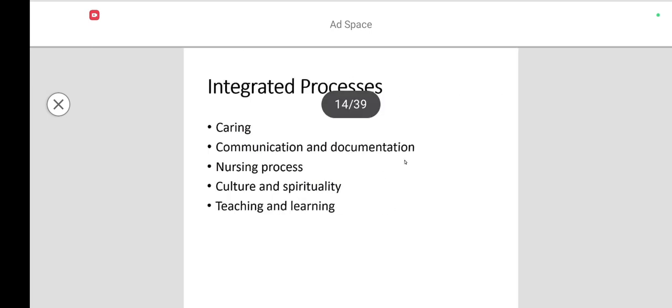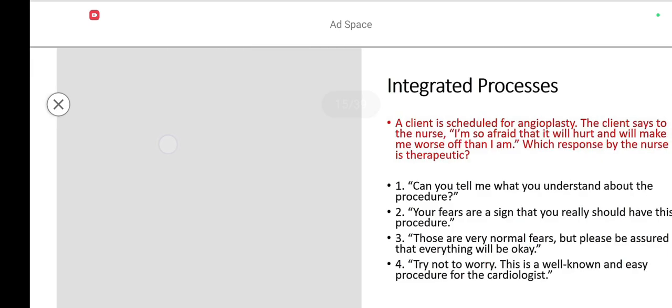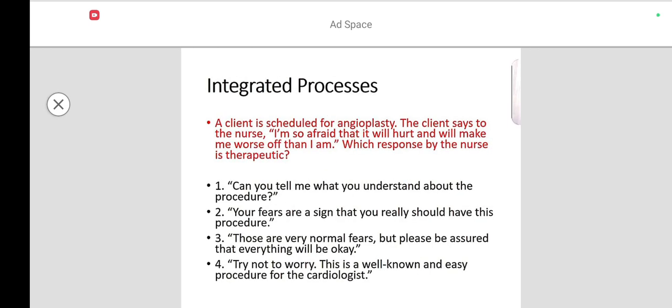Next, integrated process: caring, communication, documentation, nursing process, cultural and spirituality, teaching and learning. This all comes under integrated process. An integrated process based question: a client is scheduled for angioplasty. The client says to the nurse, I am so afraid that it will hurt and make me worse off than I am. Which response by the nurse is therapeutic?